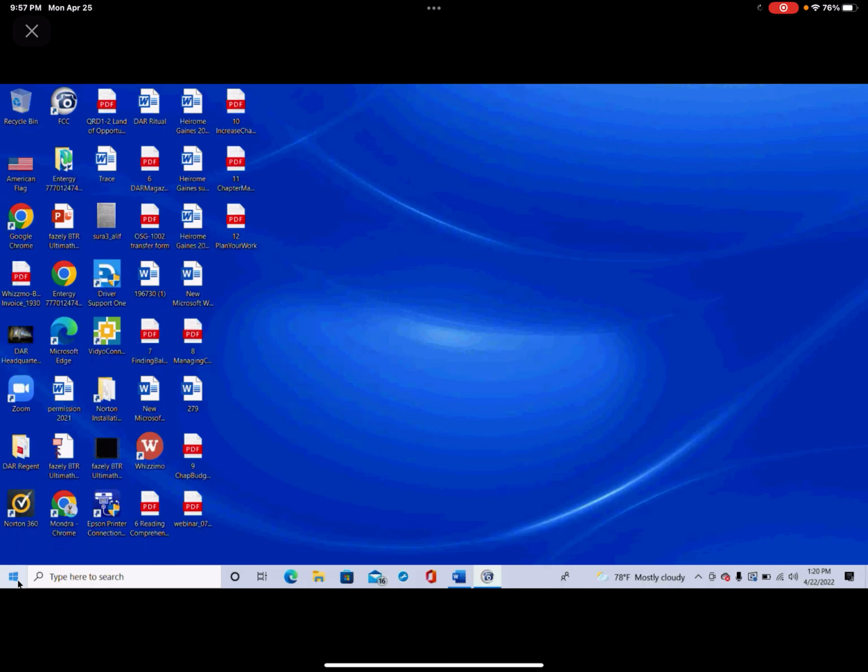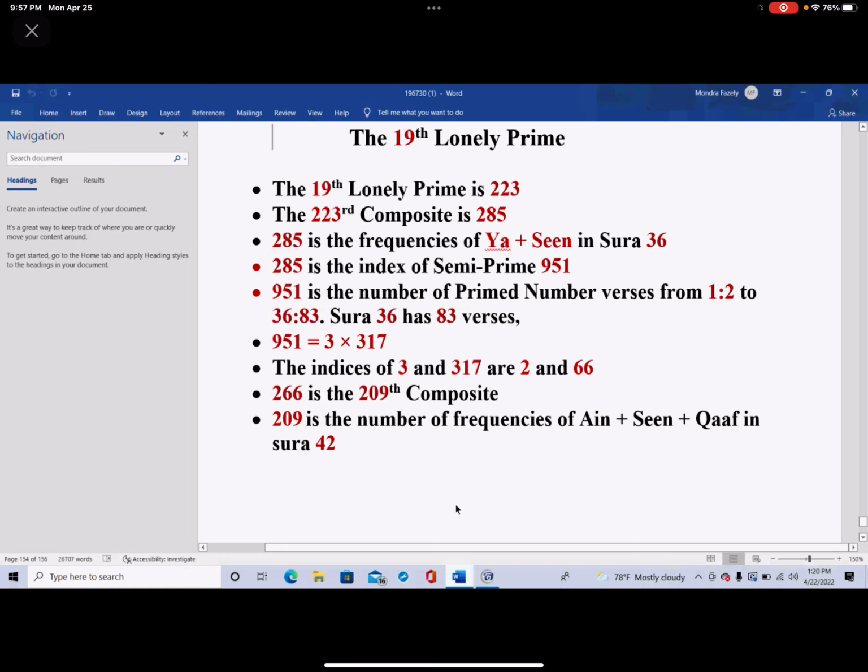Close this one here, and I'm going to go to our sign for today. The sign for today, the 19th lonely prime. The 19th lonely prime is 223. You can check that on our website, in the table, or you can go to the web and see what the isolated prime is. They call them isolated primes. But anyway, what the 19th isolated prime is, it's all listed there.